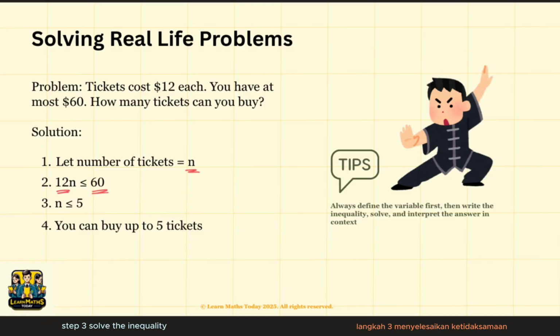Step 3. Solve the inequality. Divide both sides by 12. That gives us n ≤ 5. Step 4. Interpret the solution. You can buy up to 5 tickets. This includes buying fewer tickets, but not more than 5.